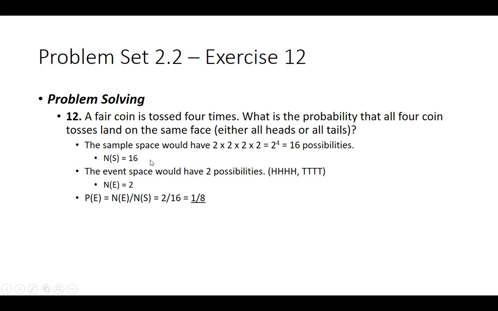N of S then would be 16. The event space would only have 2 possibilities, either all heads or all tails. Heads, heads, heads, heads, tails, tails, tails, tails. The event space has 2 possibilities. N of E is 2. Probability of the event is N of E over N of S. That's 2 over 16, which reduces to 1/8.